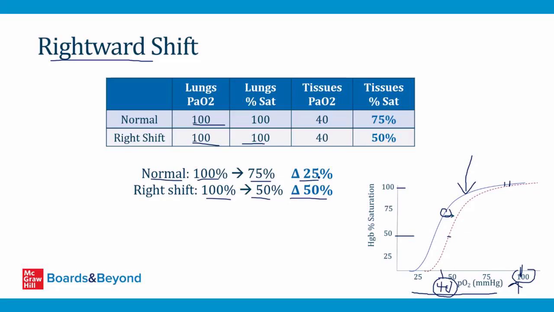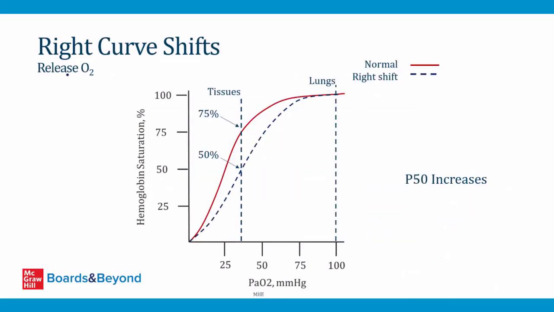So the bottom line is that rightward shifts help offload significantly more oxygen in the tissues, and that's the benefit of rightward shifting the hemoglobin dissociation curve. On this slide, I've summarized those points. Rightward shifts release O2 to the tissues. Instead of dropping from 100 to only 75, when we right shift, we drop all the way to 50 and offload much more O2. So that's what you can remember: right shifts release O2.